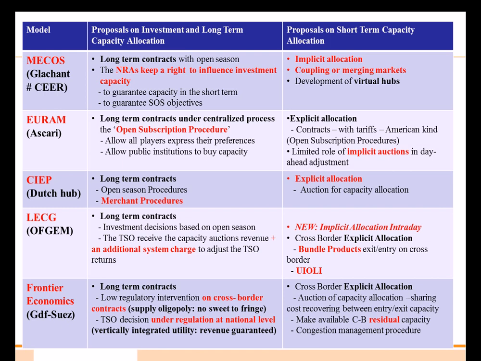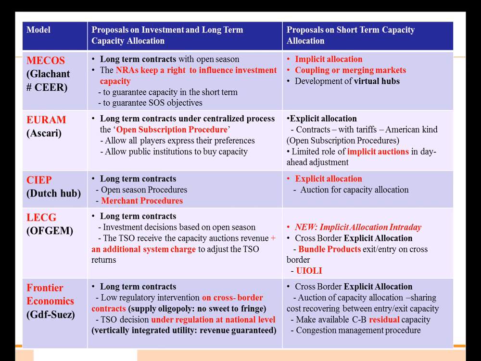The first line is me, the second line is Ascari, the third line Jacques de Jong. You will see that Sergio and I are proposing new tools like NRS, keeping a right to inference investment capacity, that's me, or implicit allocation, or coupling or merging markets. Sergio: open subscription procedure, a bit of implicit auctions. After that, when you jump to Jacques, Bosmozel, and GDF Suez, you will see mainly merchant procedures, explicit allocation, merchant procedures, explicit allocation, with some punctual changes.